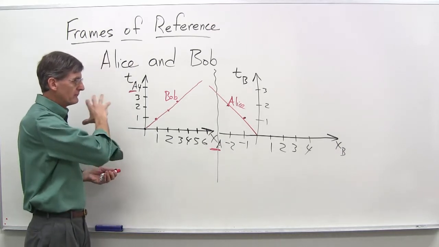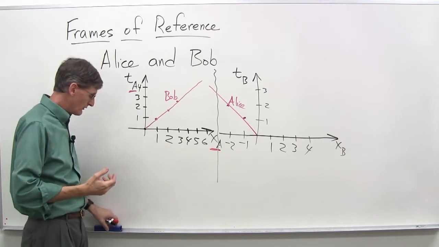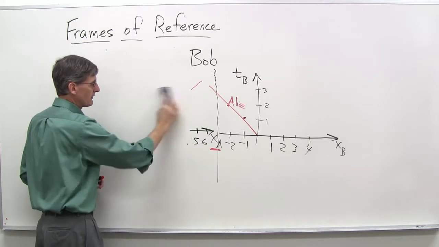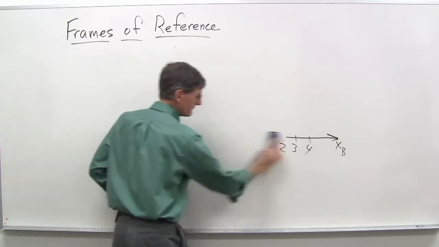Okay, so that's the introduction to Alice and Bob and frames of reference. Let's do a few more examples to perhaps clarify things a little bit, or just see if we understand them correctly.